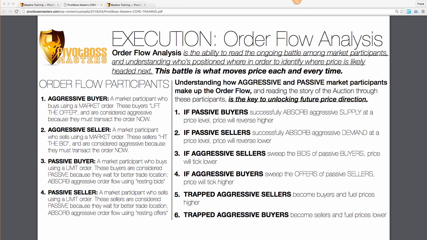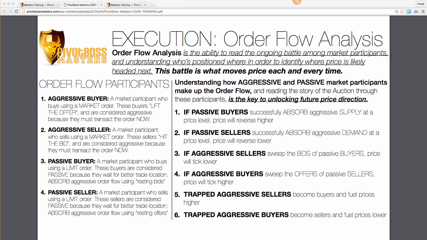And so order flow participants, there are 4 types of participants, and we talked about this before when we talked about the types of market participants in the auction. There's the auction market participants and there's additional participants. So the order flow participants are part of the additional participants. And these are the aggressive buyers and sellers and the passive buyers and sellers. So an aggressive buyer is a market participant who buys using a market order. And these buyers lift the offer. So they're sitting there hitting the offer, lifting the offer using market orders, right? An aggressive buyer. They're considered aggressive because they must transact that order now.